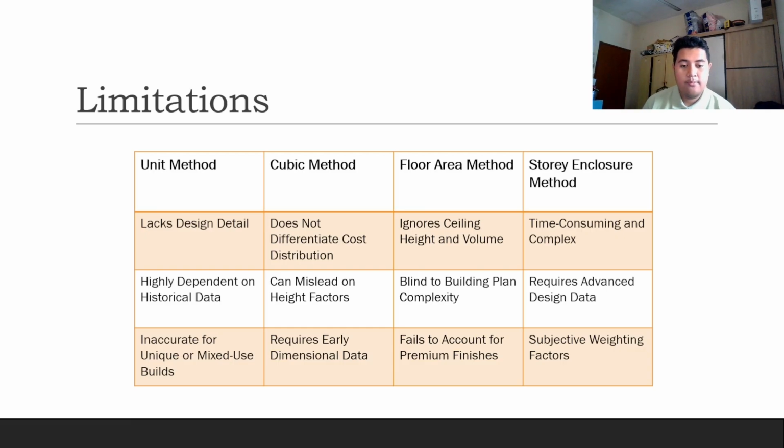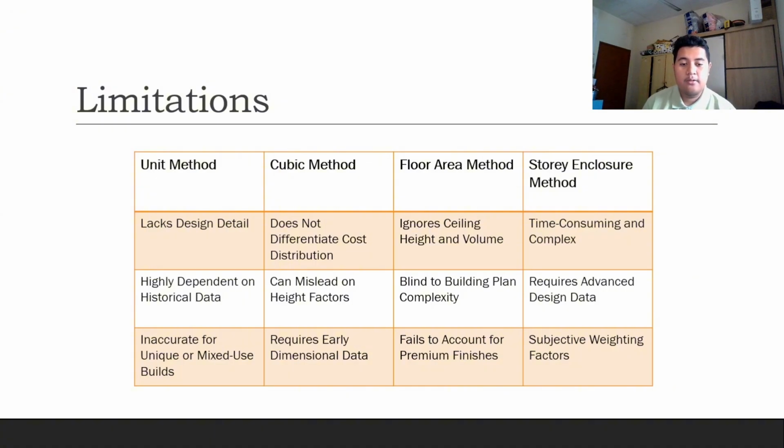Moving on to the floor area method, its primary drawback is that it completely ignores ceiling height and volume, assuming every floor is a standard height. It is completely blind to building plan complexity, such as curved walls, and fails to account for premium internal finishes or expensive mechanical services if they aren't explicitly specified.